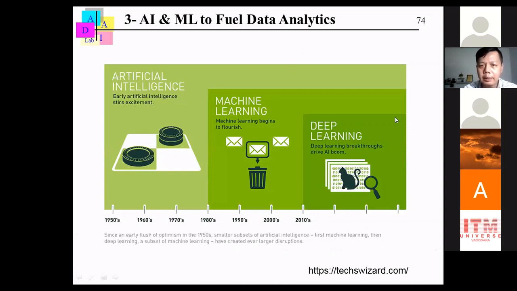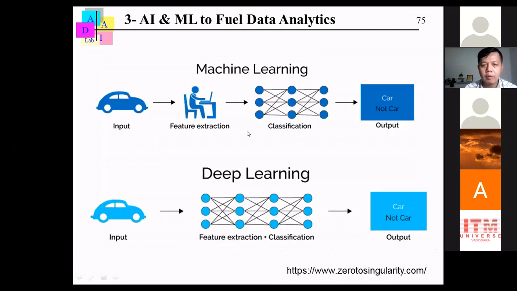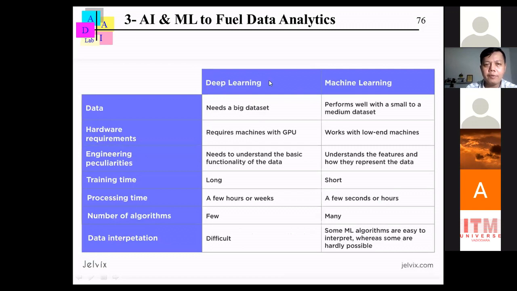And deep learning, you know, is a main part of machine learning. What is the difference between machine learning and deep learning? When you see this picture, what is the difference? Yes, you see clearly that in machine learning, feature extraction and classification are separate. However, in deep learning, feature extraction and classification are together. And there are many differences between deep learning and machine learning.